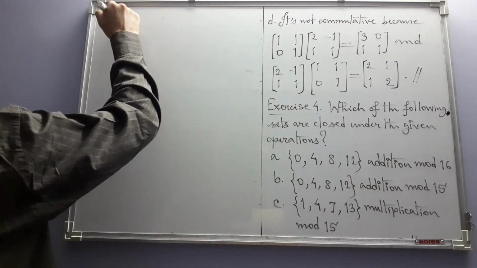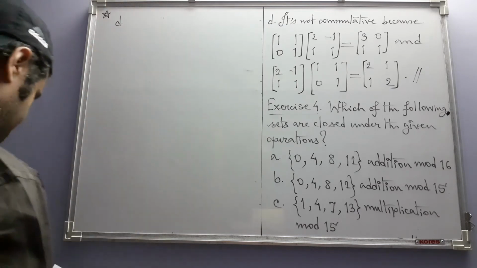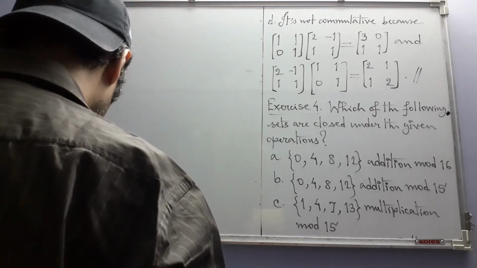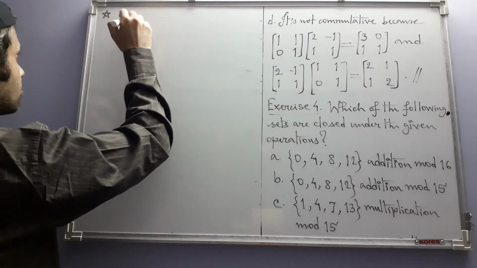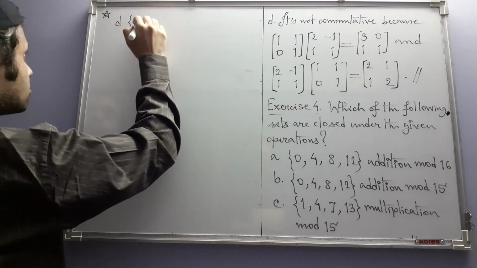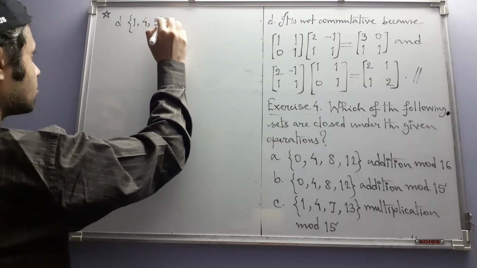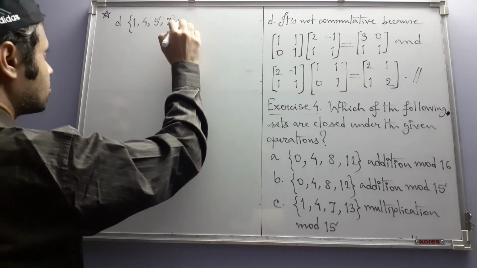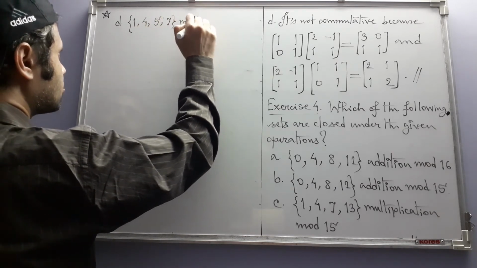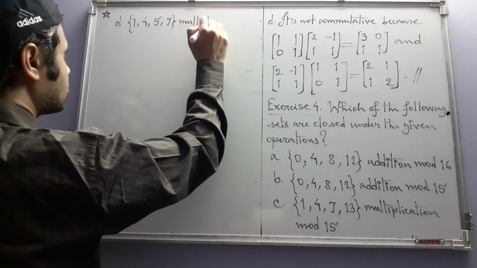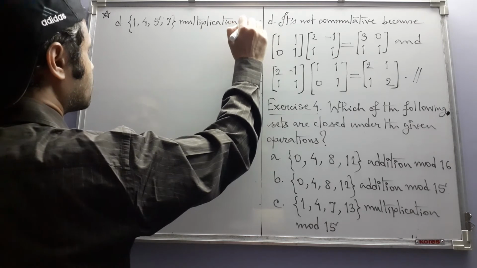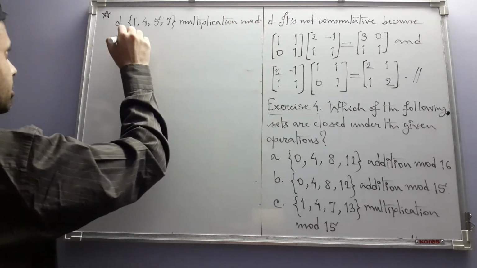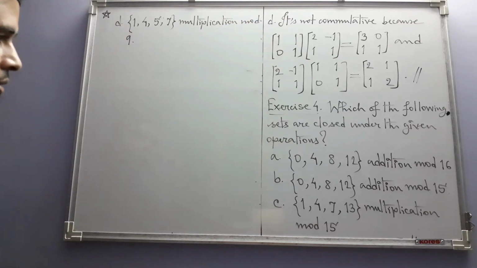And part D, 1, 4, 5, 7. Multiplication mod 9.